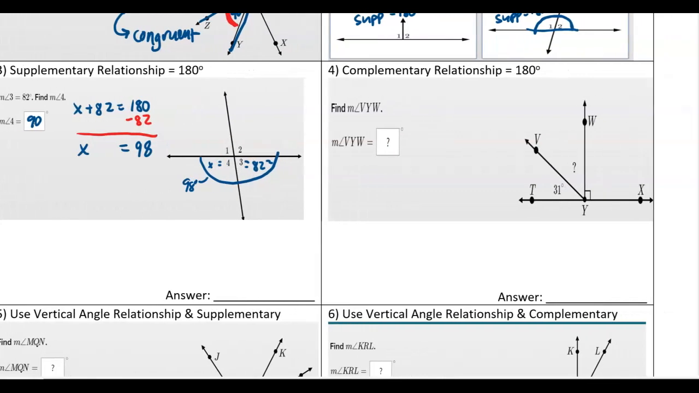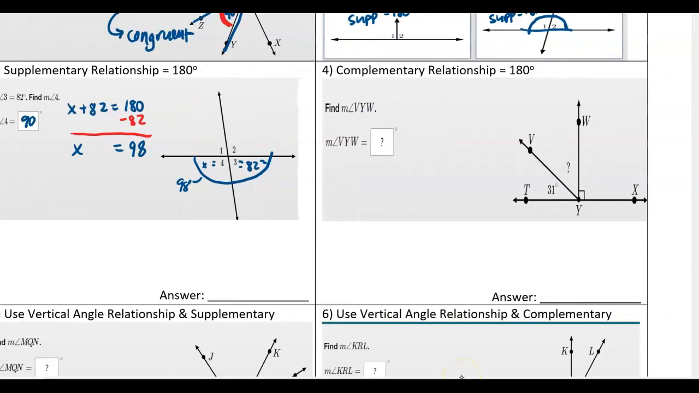And finally, for complementary relationships, they don't equal 180, they equal 90 degrees. So they said they need you to find VYW. And you know that this is also 90 degrees because if this side is 90 degrees, this side also has to be 90 degrees because they align that straight line. So if this is 31 and you're trying to solve for there, you're just saying, okay, what is x plus 31 equal to 90? And again, just like you did on the last side, you're just subtracting 31 from 90. That gives you your answer of x equals 59 degrees.